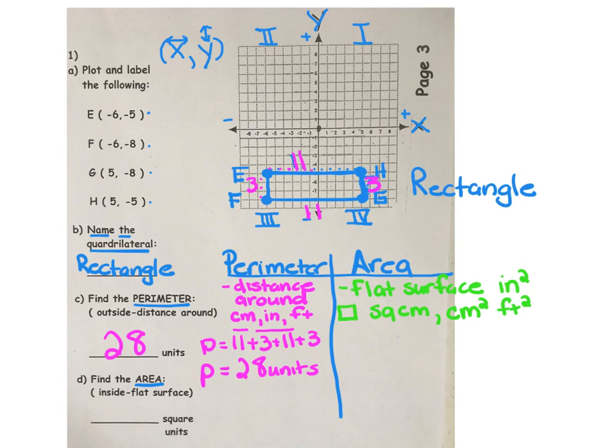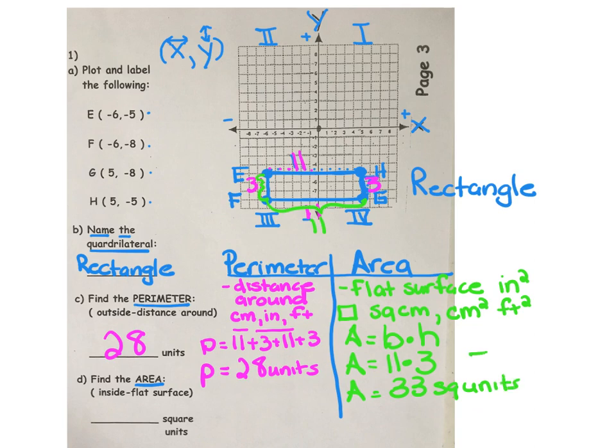We're going to use the formula for most quadrilaterals. Area equals base length times height or width. In this case, our base is, once again, 11. Our width, or our height, is 3. 11 times 3 is 33 square units.